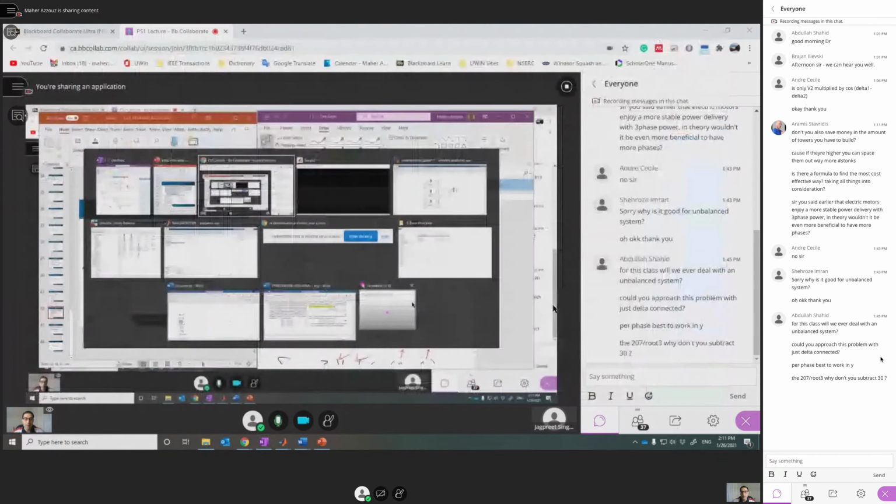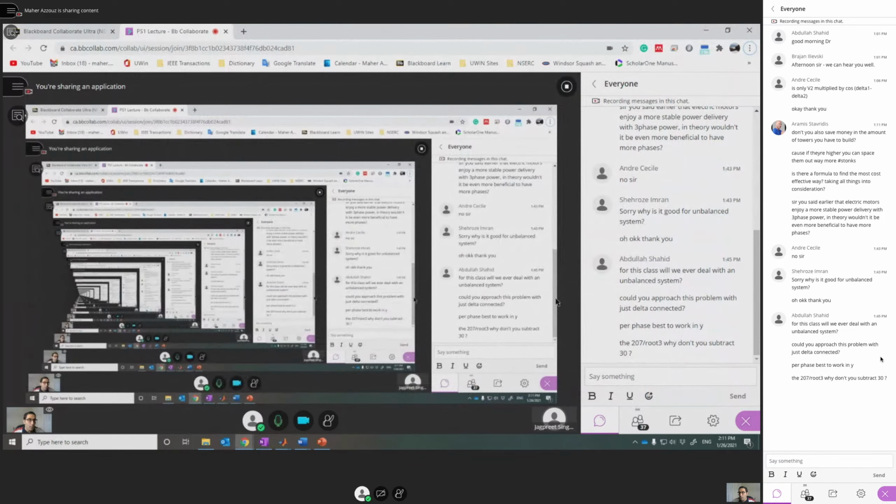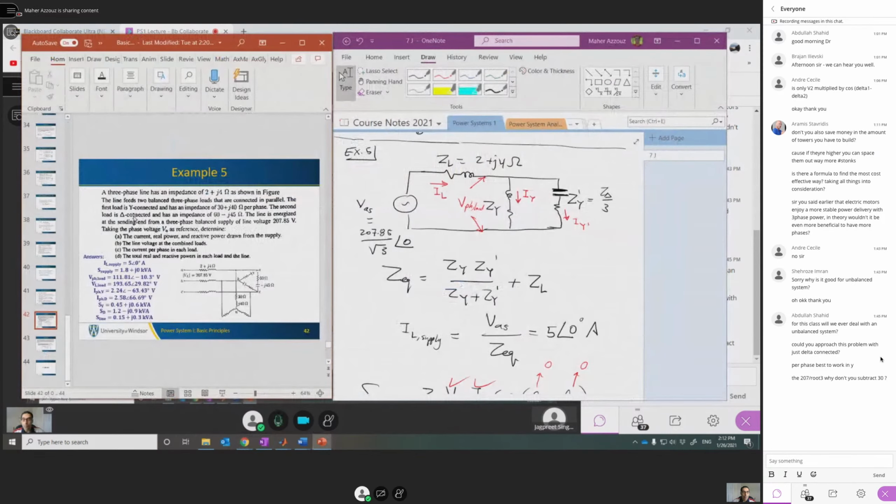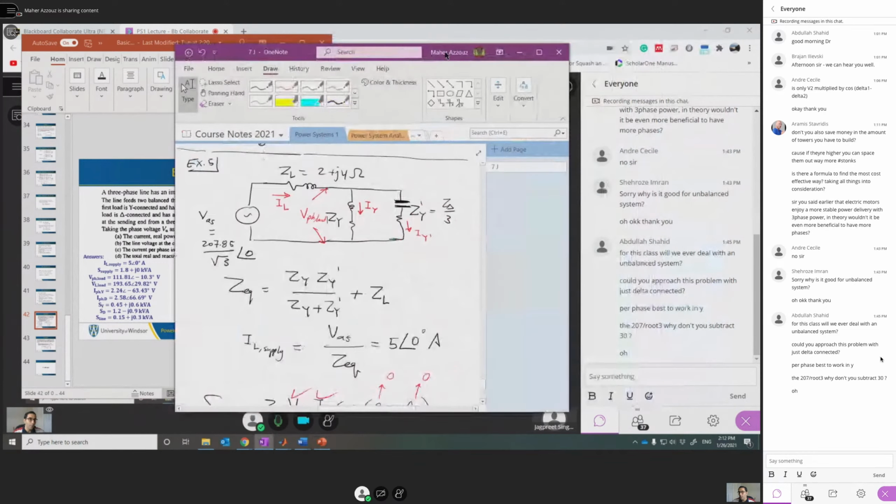I think I got a question. Yeah, there is a question here. Why don't we subtract 30? This is a good question. Look, in the given data, they didn't give us an angle for the line-to-line voltage. In the previous example, the angle of the line-to-line voltage was given, and it was 0. That is why we subtracted 30. But here, the angle is not given. We got only the magnitude of the line-to-line voltage, and it is mentioned to consider phase A as a reference. That is why we assume the angle to be 0 for phase A.